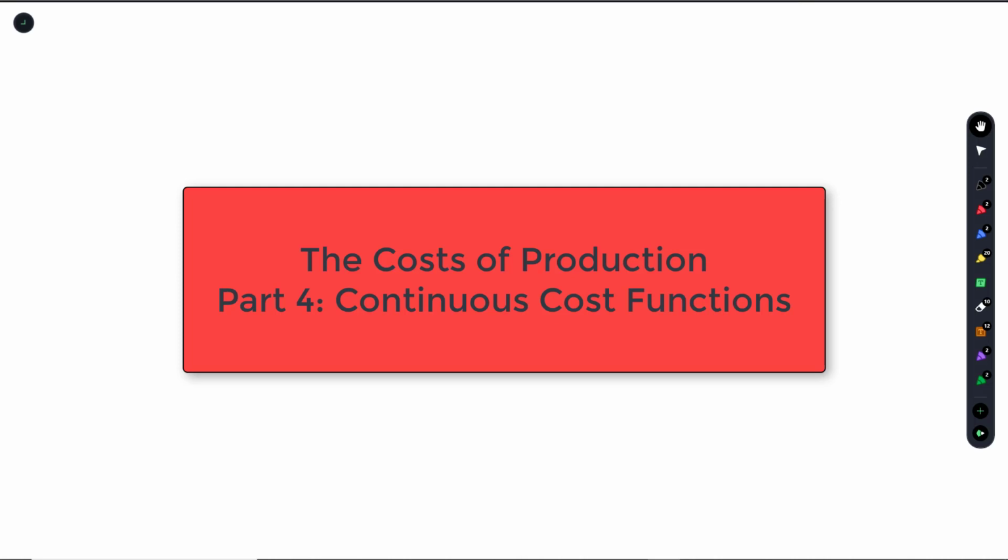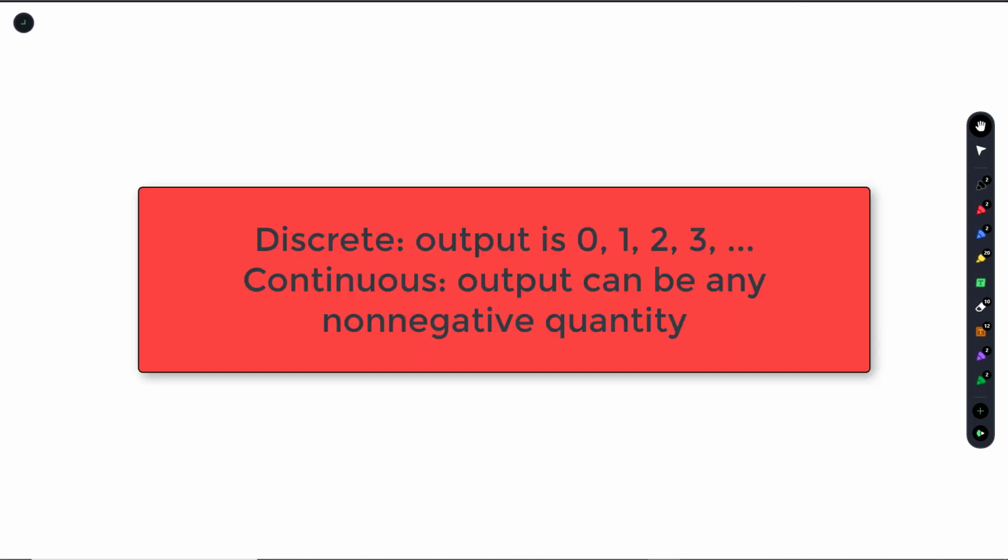In this video we're going to look at how to represent cost functions when we have continuous choices rather than discrete choices. Up to this point we've focused on firms that produce a discrete amount of output, meaning 0, 1, 2, 3, 4, and so on. That does not need to be the case, and we're now going to turn to a continuous choice world where we can choose any amount of output.